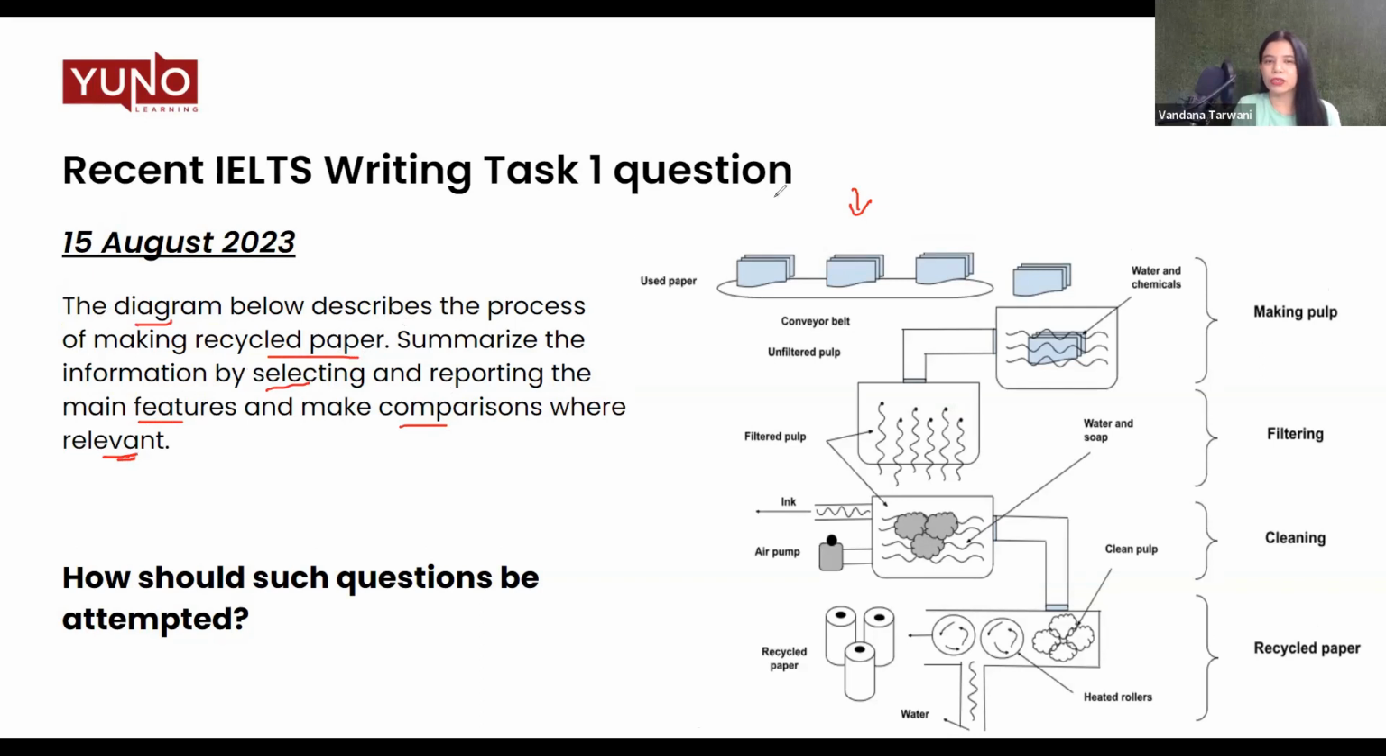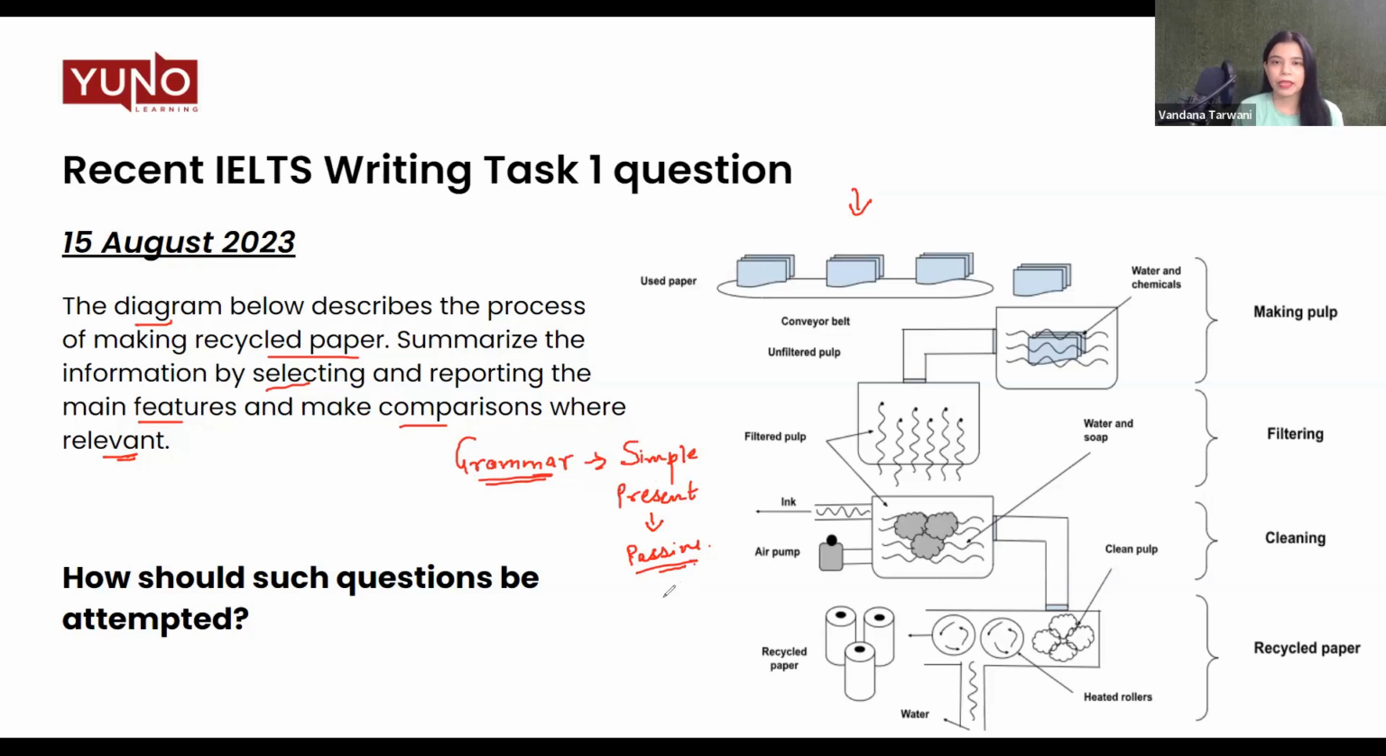Let's understand how such questions should be attempted. The very first thing that you need to understand when you are given a process on the day of exam is the kind of grammar that you are going to use while writing a report on this kind of diagram. So the major tense that is going to play a role over here is going to be simple present tense. And what kind of simple present tense? Not active voice. You will be using the passive voice of simple present tense.